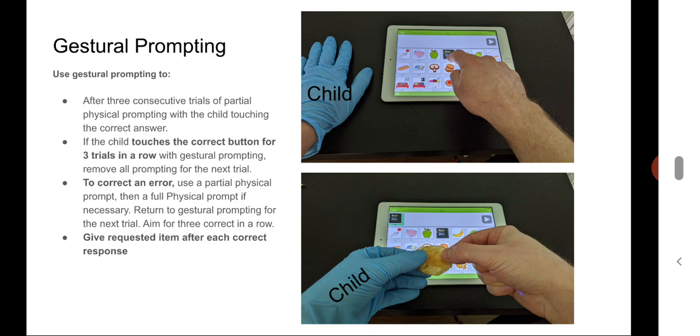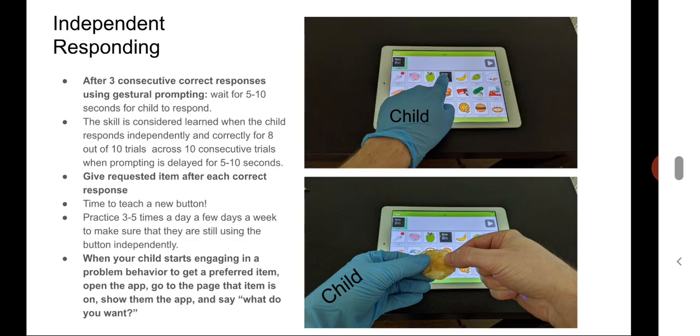So after 3 trials of that, if the child touches the correct button with you just using gestural prompting, then we're just going to take all prompting out for the trial after that. Of course, if you encounter an error, you're going to have to fade in partial physical prompting, and then if there's still an error, you're going to have to go back to your full physical prompt if necessary. And then at the start of the next trial, we're going to start all over again with trying to get 3 in a row using gestural prompting. And also, don't forget to give them what they asked for after each correct response. So this is independent responding.